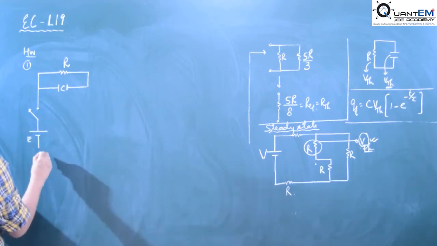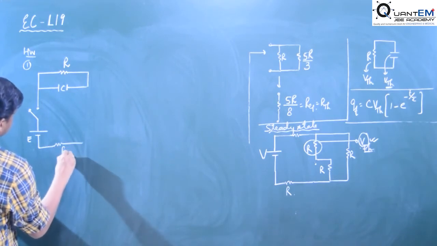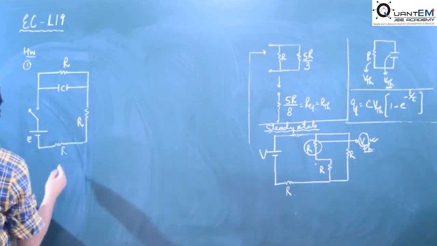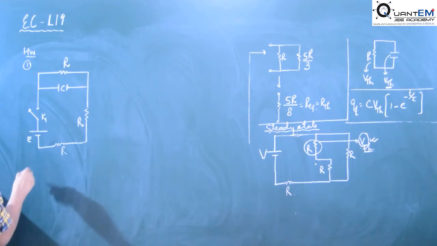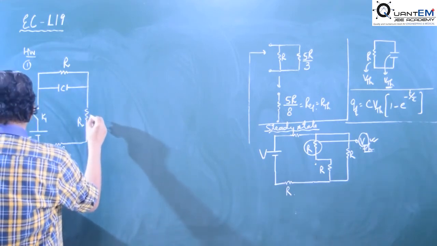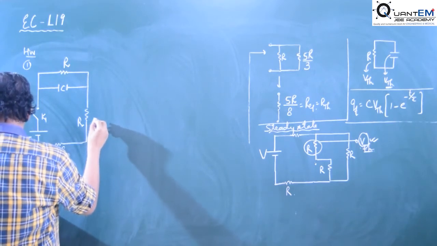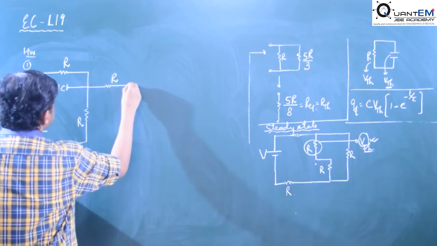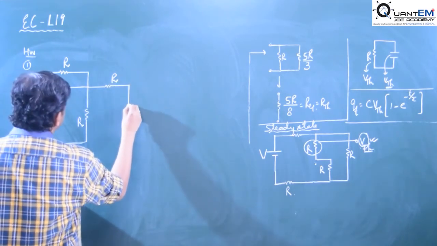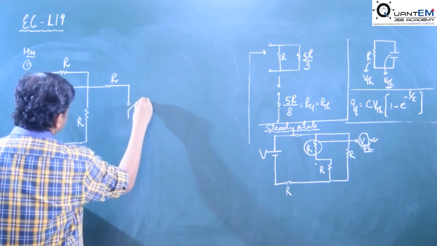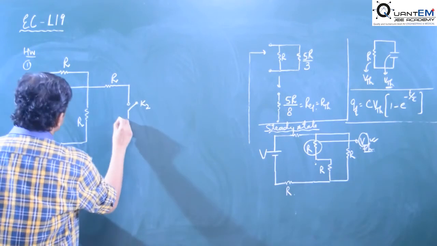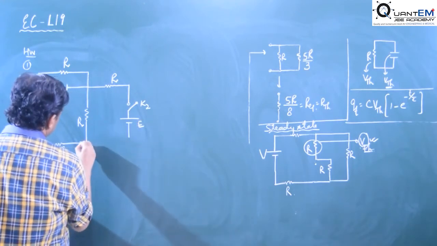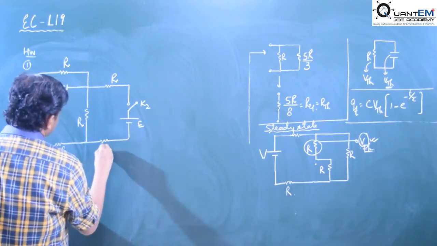Source EMF is here. This key is K1. Okay, R, this key is K2, here also EMF is E, and this resistance is R.